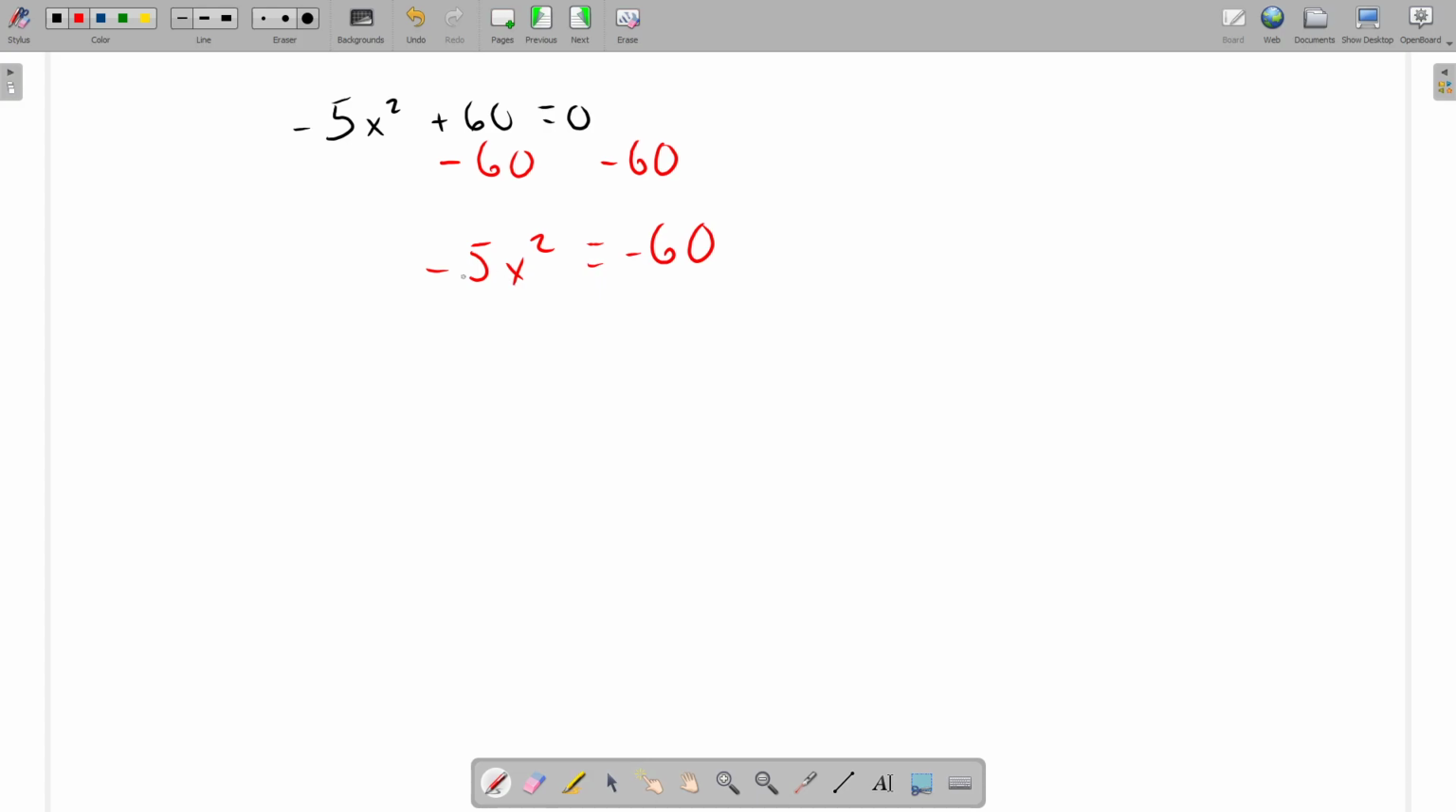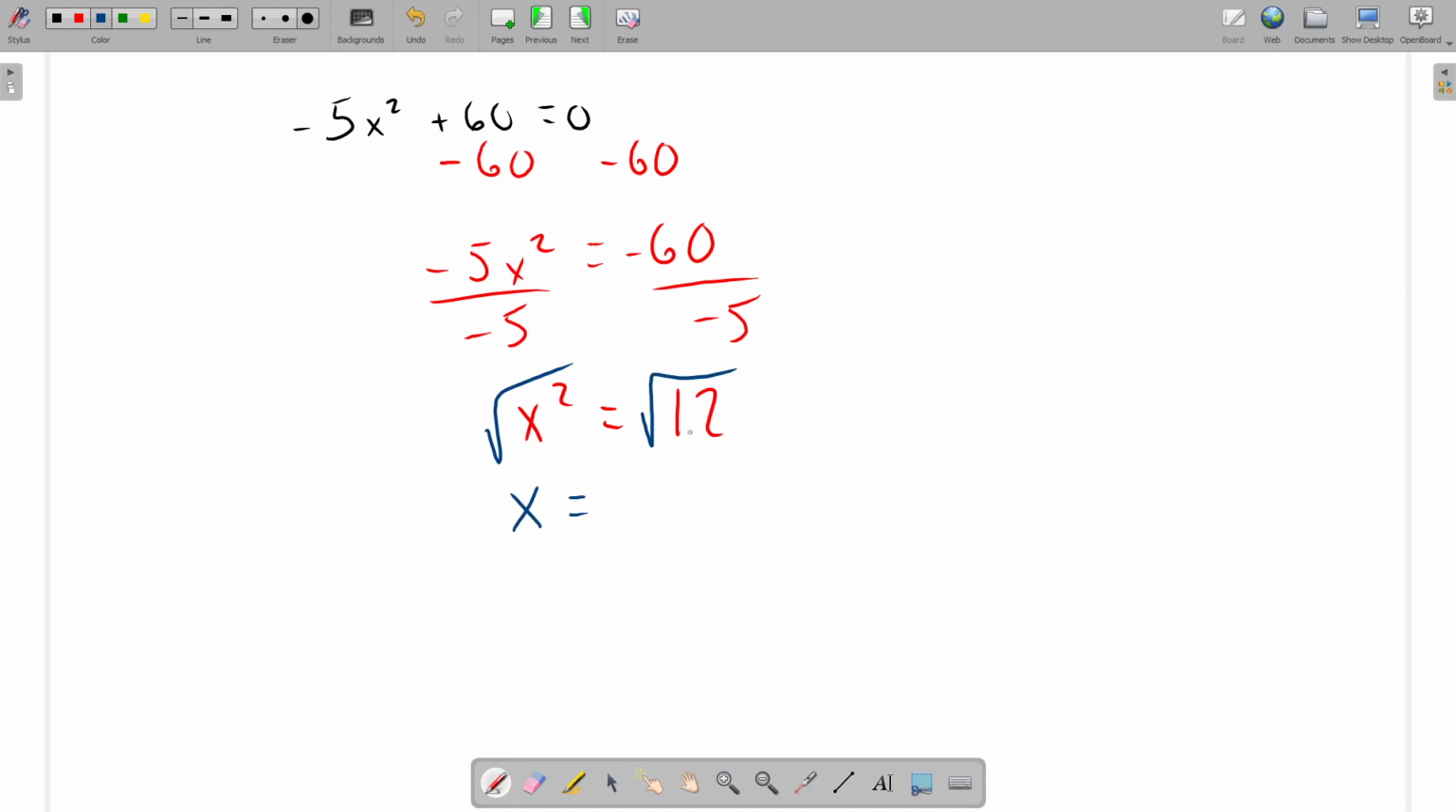Now I need to get rid of the number in front of the x, -5, and we do that by dividing because division is going to undo the multiplication. And -60 divided by -5 will give us +12. Now we take our square root to get rid of the squared and be left with an x.